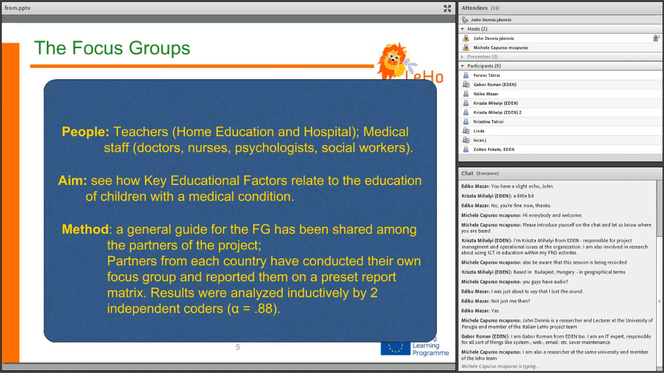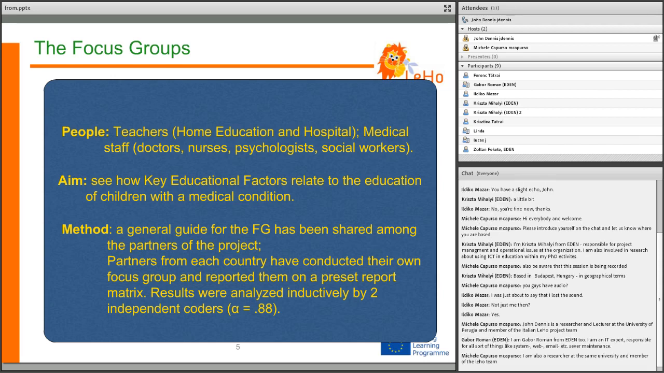So the focus groups were done with teachers and doctors. The teachers were home education teachers, who go to the home of the children who are ill, and hospital education teachers, who are in the hospital. Then medical staff: doctors and nurses, psychologists, social workers, everyone involved in the hospital who aids in the medical care of the child.